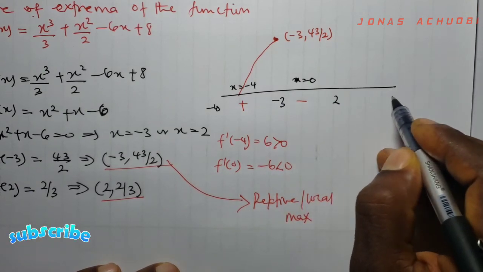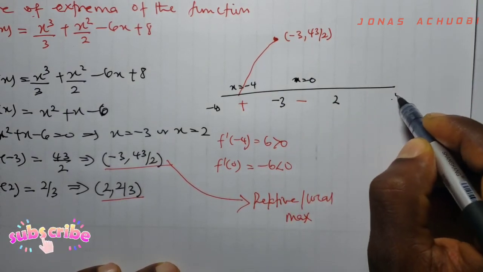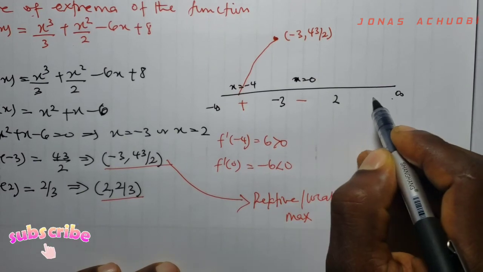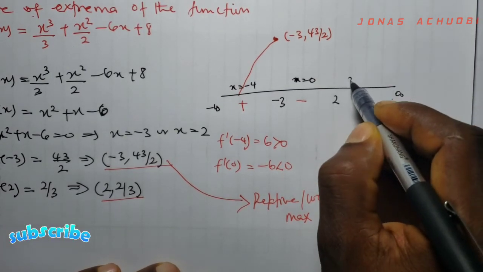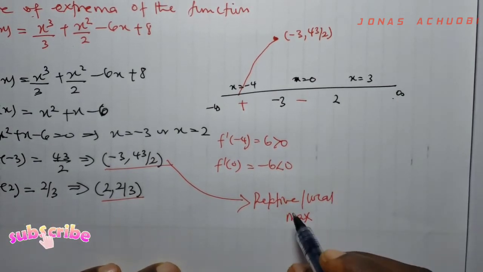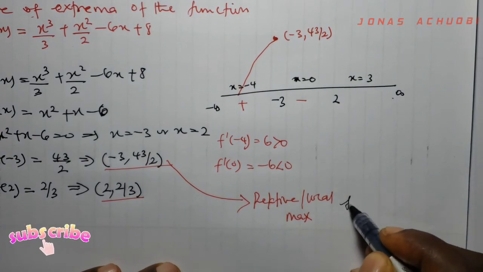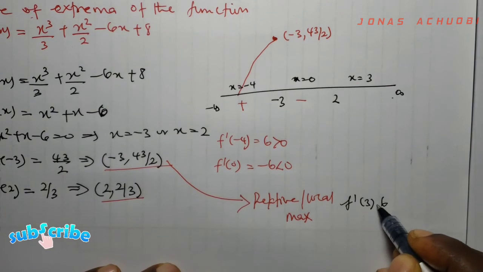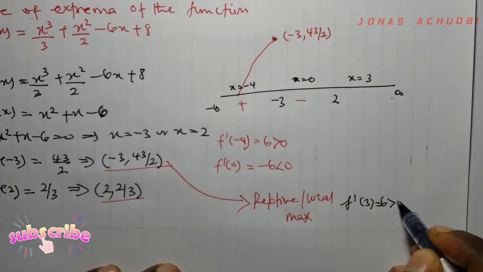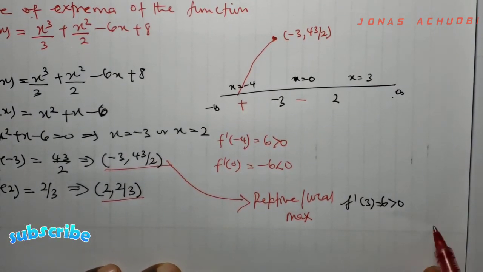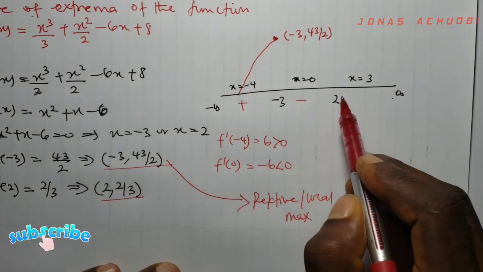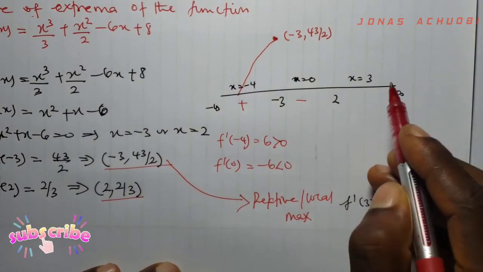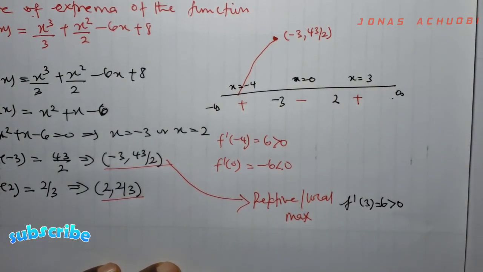Now to the right of the critical value, which is from 2 to positive infinity, we pick another value. And in this example, I choose the value x equal to 3. So f prime of 3 is equal to 6. And 6 once again is positive. So this means that to the right side of this critical value x equal to 2, the slope is positive.